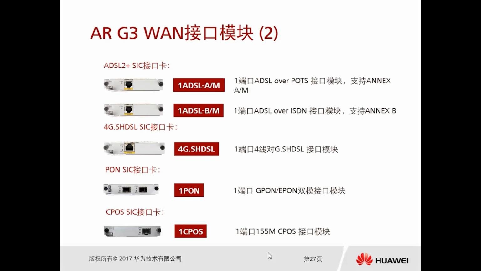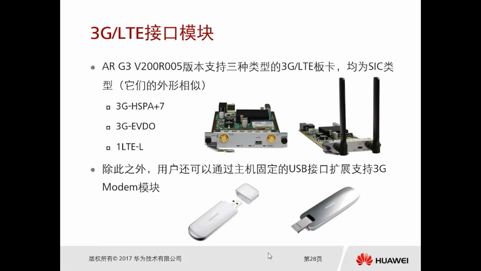For this interface module, everyone just needs to get a basic understanding. And then there's 3G and 4G LTE, one module of one interface. So everyone can see what we have here. This is also based on different versions. The variety of cards supported is a bit different. So let's say version V200R05A supports 3 types, which are 3G and this LTE card. So over here, check what types it has.